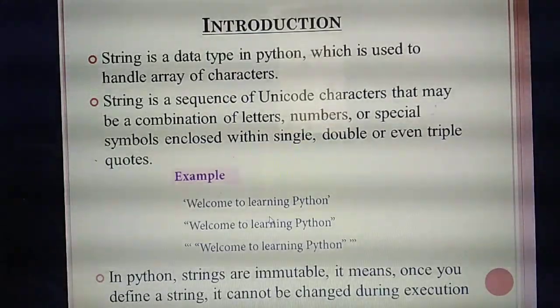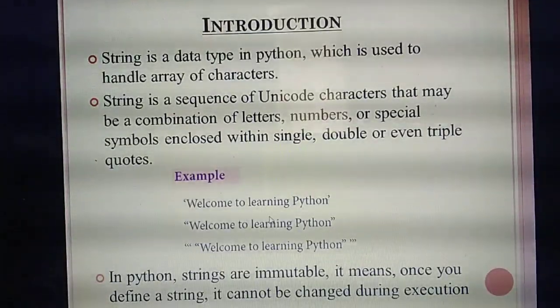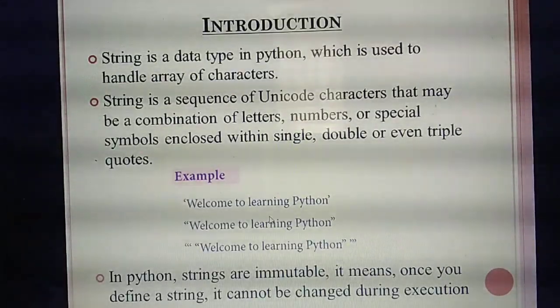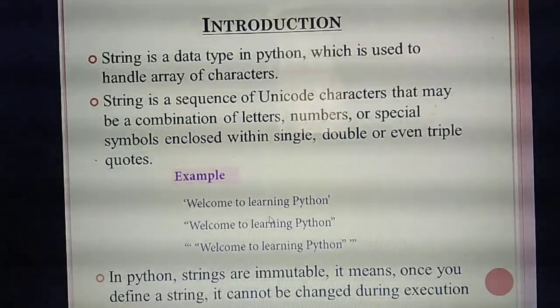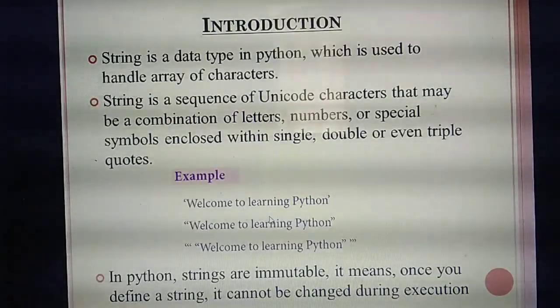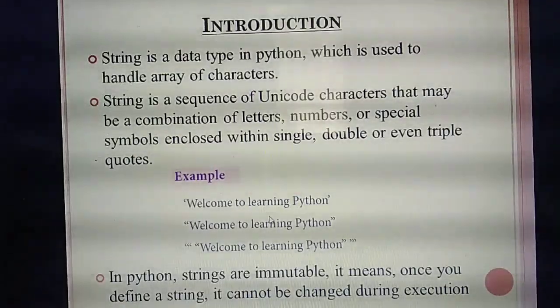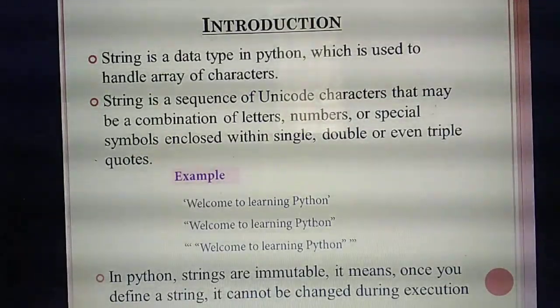Once you have defined the string or sentence or character in the program, you can't modify or edit the string at the time of execution. So we call strings not changeable. The meaning of immutable is not changeable. You can't change strings during execution time. Understand? So this is the introduction about strings.